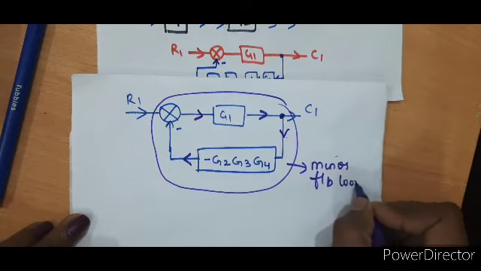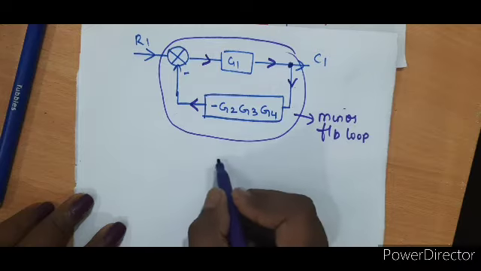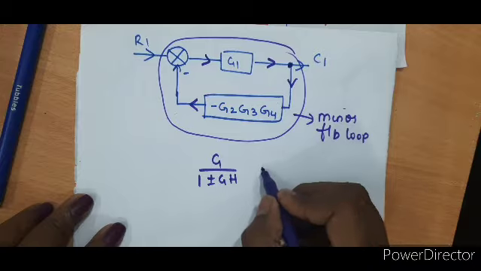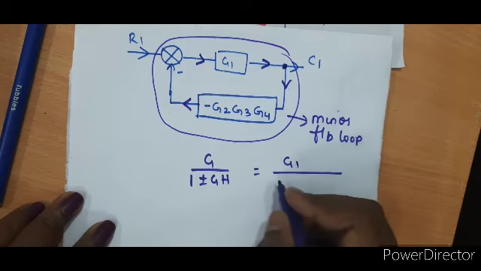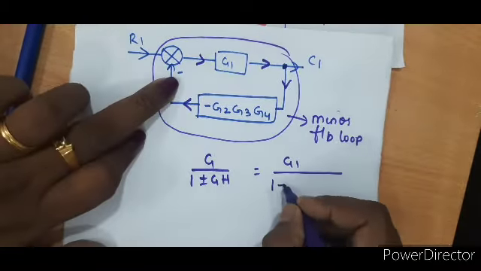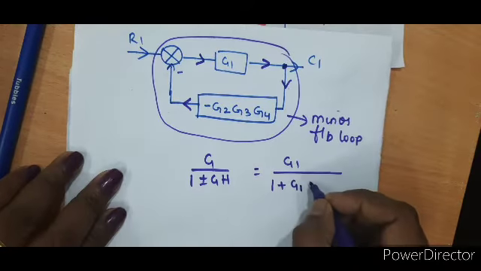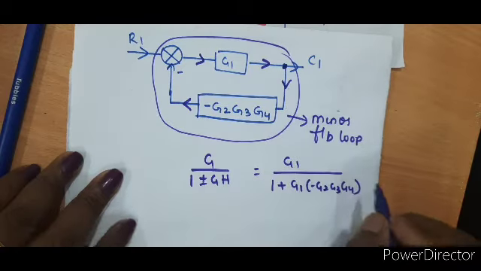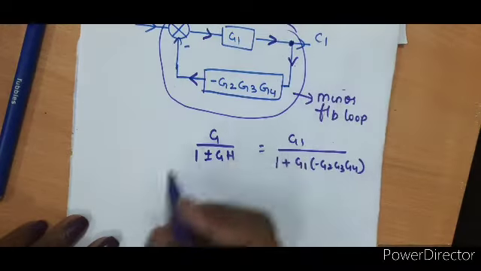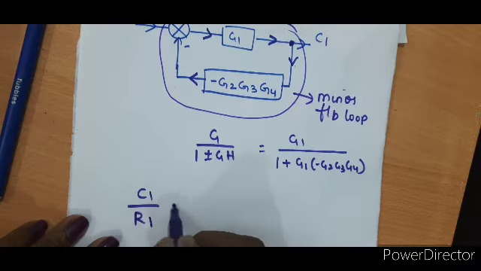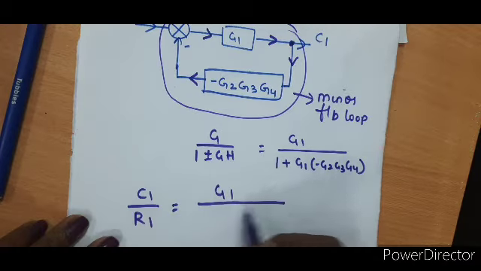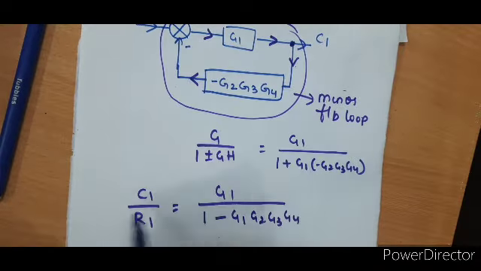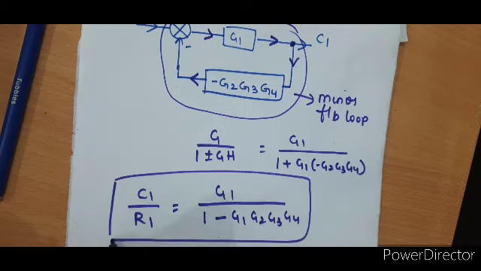Minor feedback loop. So for the minor feedback loop, what is the formula? G divided by 1 plus or minus G into H. Now here G is G1 divided by 1. Here there is a minus sign, so plus G1 into minus G2, G3, G4. Why? It is the H value. Hence the transfer function C1 divided by R1 is equal to G1 divided by 1 minus G1, G2, G3, G4. This is the first transfer function, case 1.